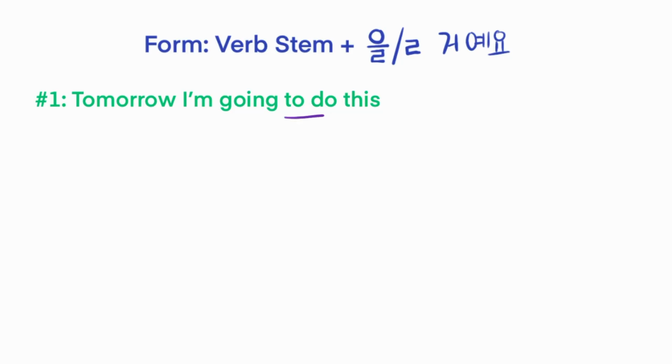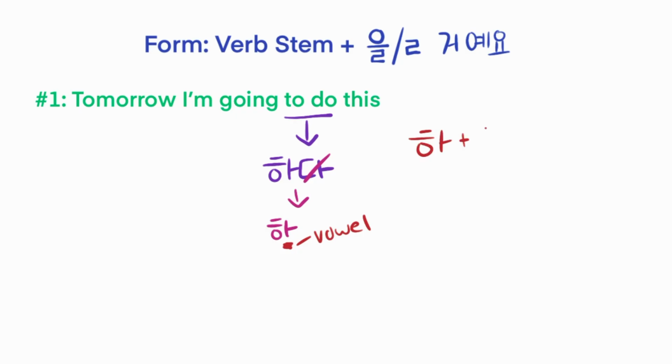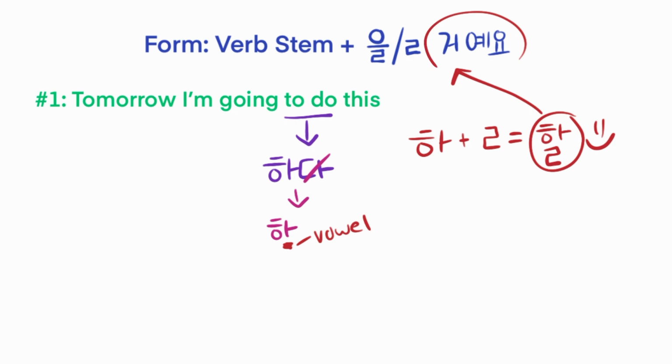So take the sentence for example. Tomorrow I'm going to do this. And in this sentence, I want to emphasize that tomorrow is the day I'm going to do this thing. Let's break it down. The word for to do in Korean is 하다. So if you drop 다, you just have 하, which is the verb stem. Now, because 하 ends in a vowel, you'll add ㄹ at the end. So instead of 하, you have 할, and then just add the rest of the conjugation. 할 거예요. I'm going to do it.